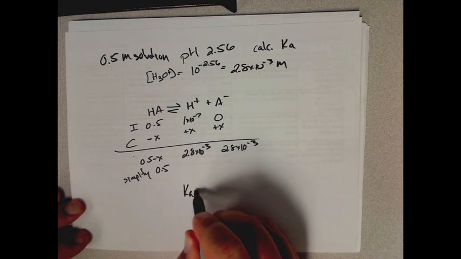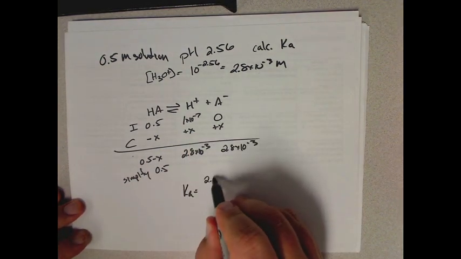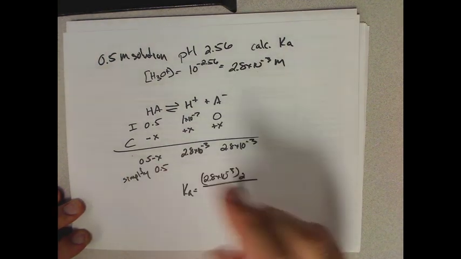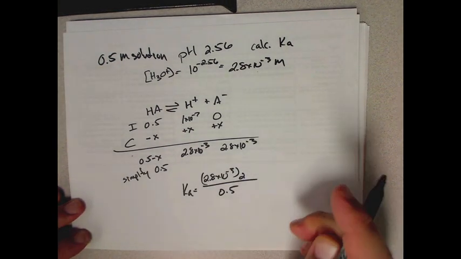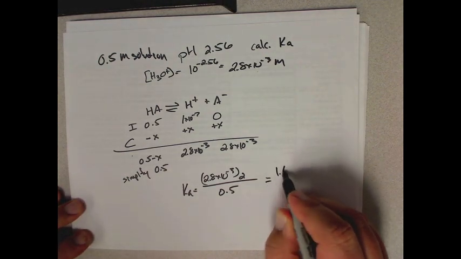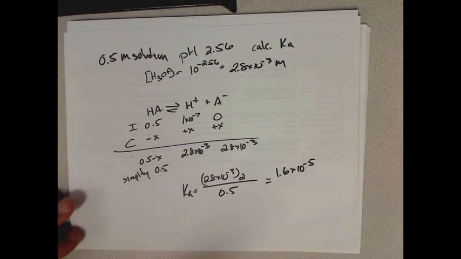So then the Ka is going to equal these two squared, because they're times each other, divided by this, 0.5. So then that will be 1.6 times 10 to the minus 5th. Okay.